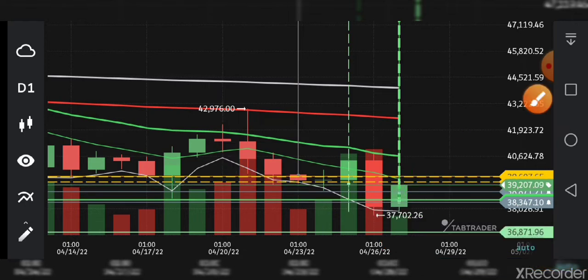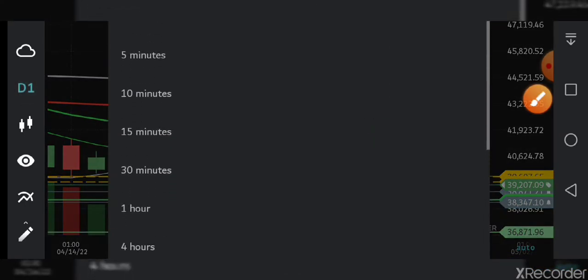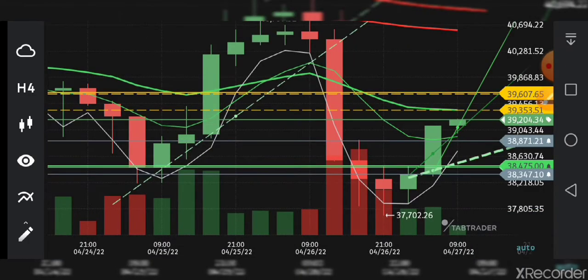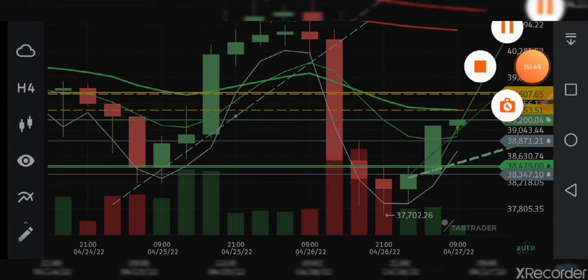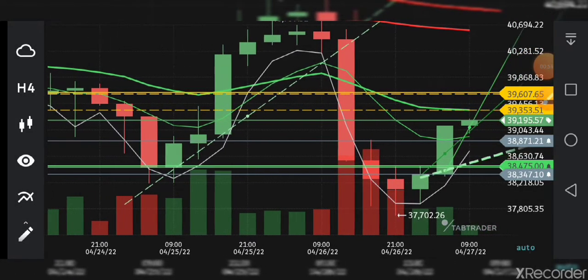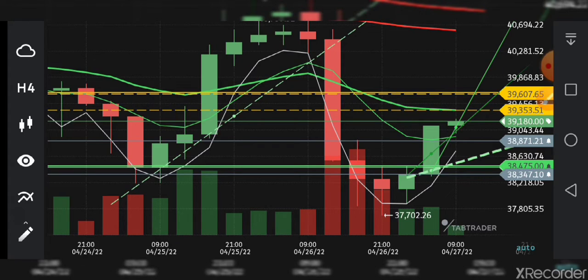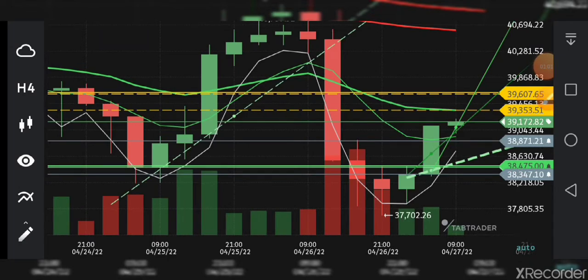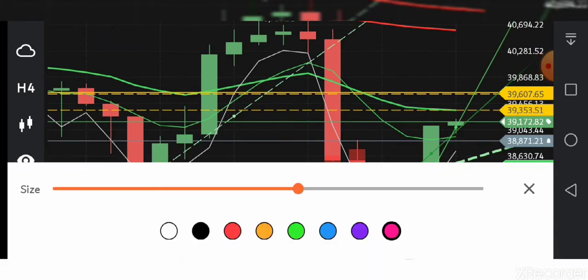Fine, let's go to the 4 hours chart. Actually, I used to start from the 4 hours chart. On my 4 hours chart, I must also see the same thing, that my white line is curved as well. If it curves, then I go for it.